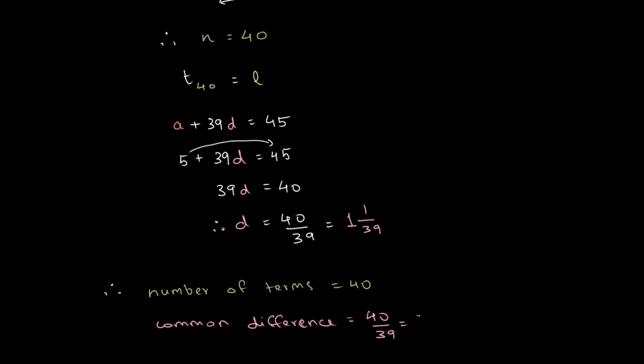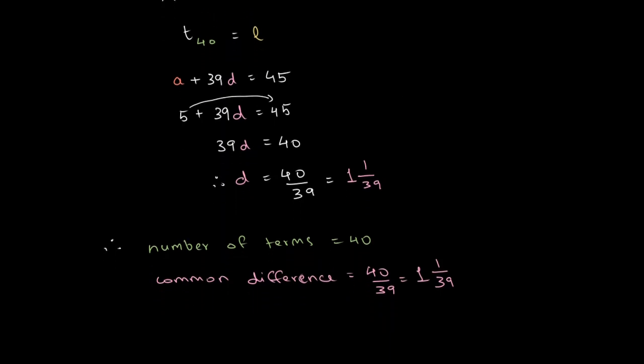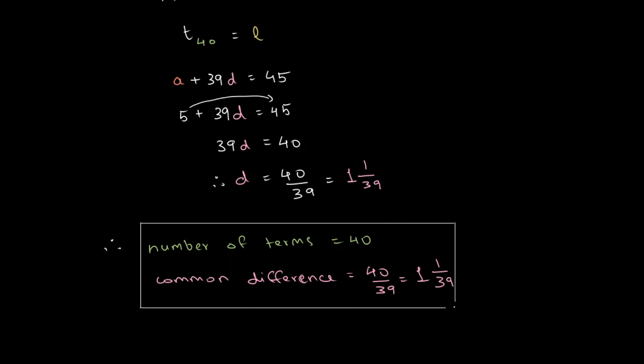Preferably don't leave it as an improper fraction though. Convert it to mixed or decimals. Mixed here seems good. So 1 and 1 upon 39. This is our final answer, which we will put in our final answer rectangle.